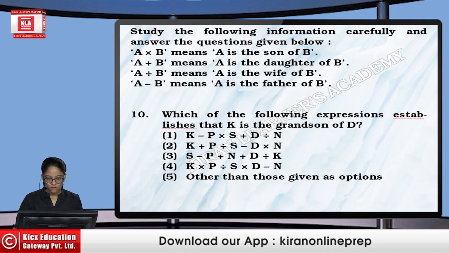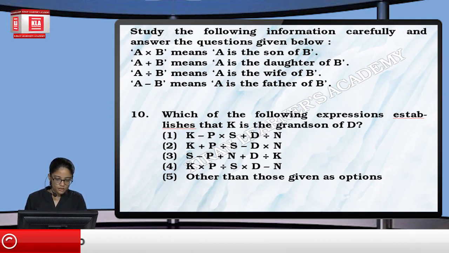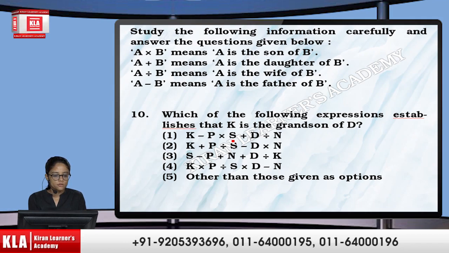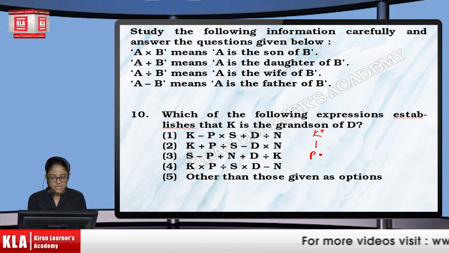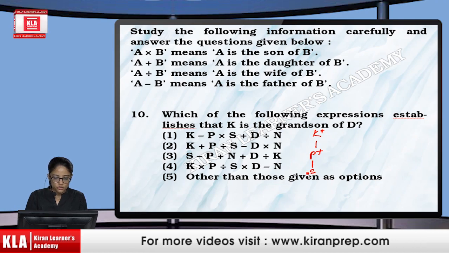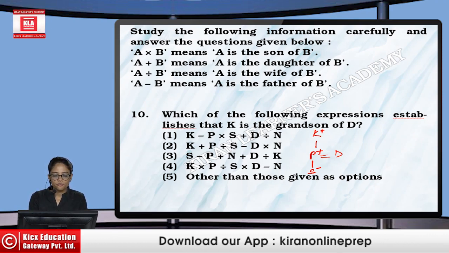Next question. We have to establish that K is the grandson of D. So let's see, if we go with K minus P, minus means father, so K is the father of P. Then we have cross, cross means P is the son of S. So next is plus, plus means S is the daughter of D. So we are getting D as daughter-in-law of K. So this is not going to work. So let's see the second option.